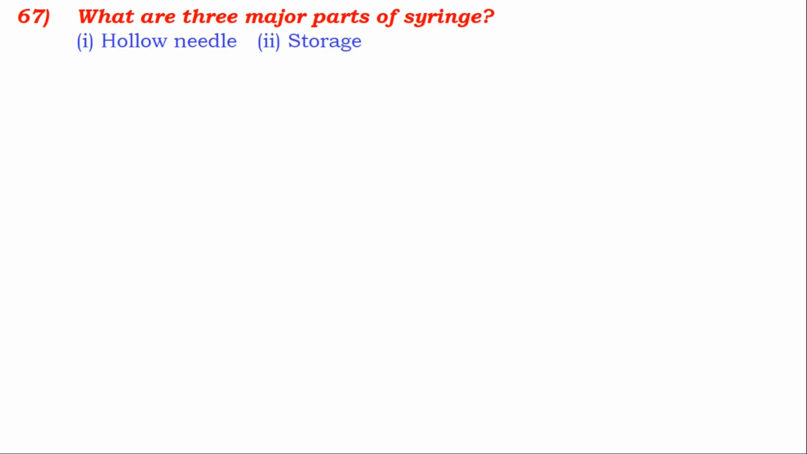Okay, next. What are three major parts of syringe? Just now I told you. Number one, hollow needle. Number two, storage cylinder which is also called barrel, and number three, piston.